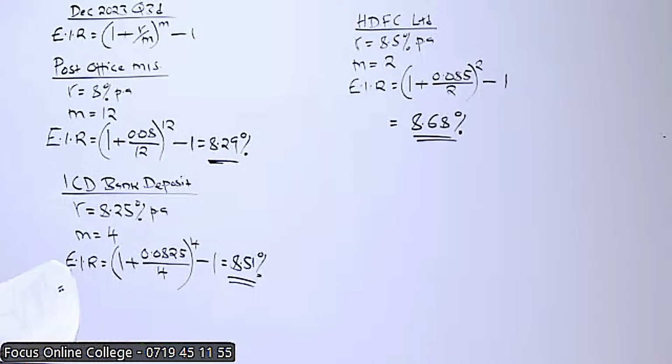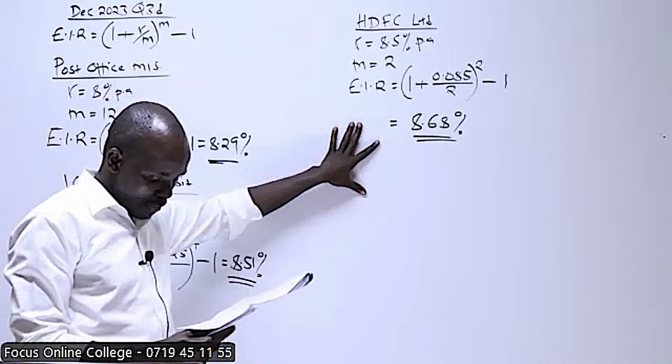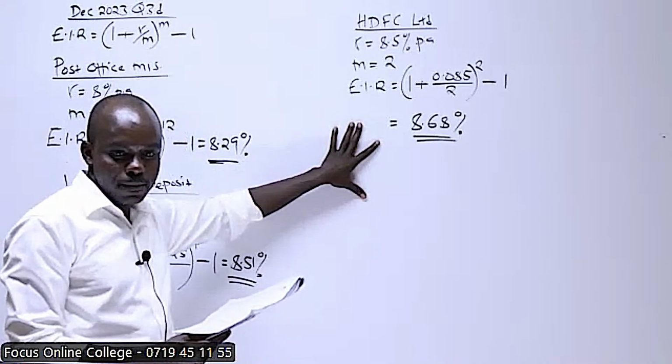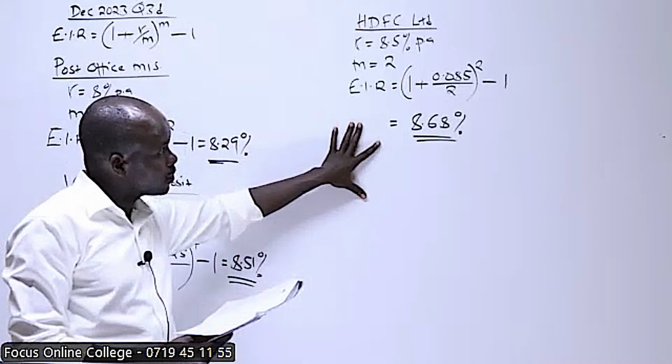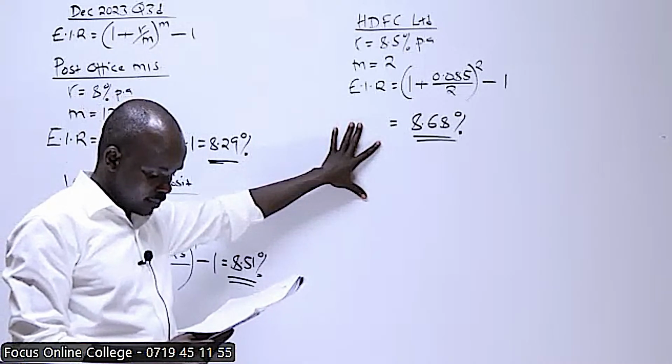Oh yeah, we are supposed to advise, because the question says, using effective interest rate method, advise ONL on the preferred investment option. The preferred investment option is the one that provides the highest effective interest rate. So which should be this one, HDFC Limited. So say the preferred investment option, advising the preferred investment option.